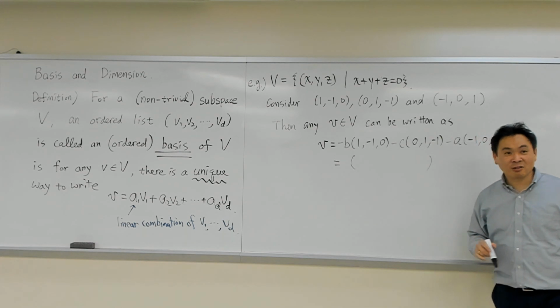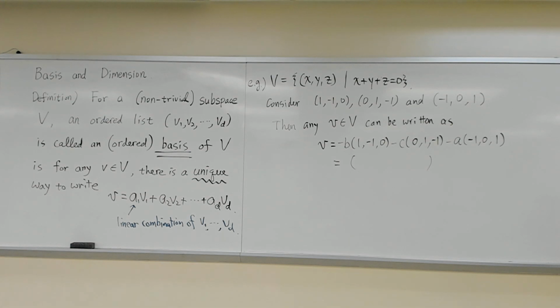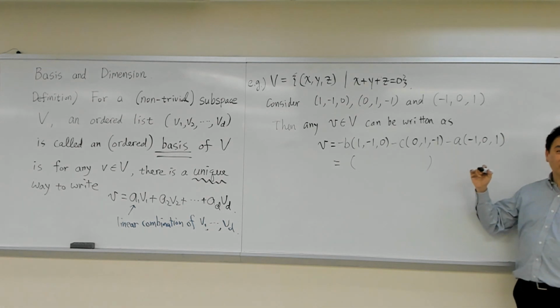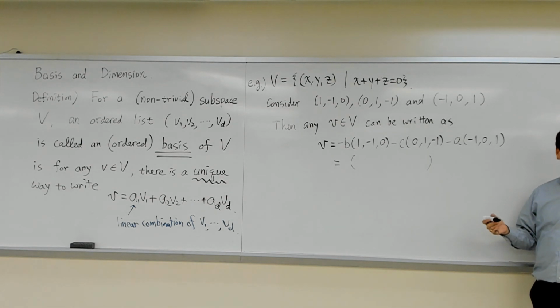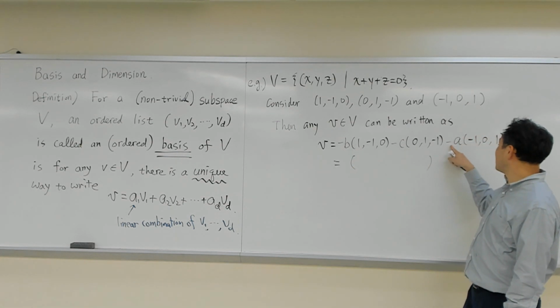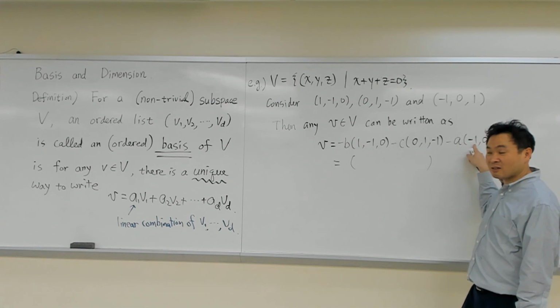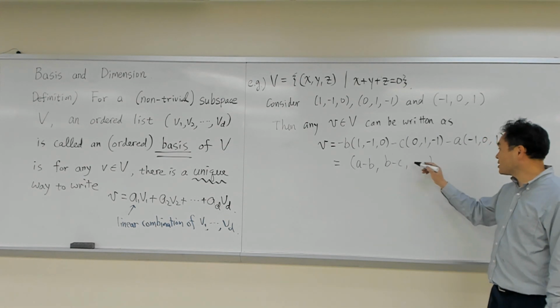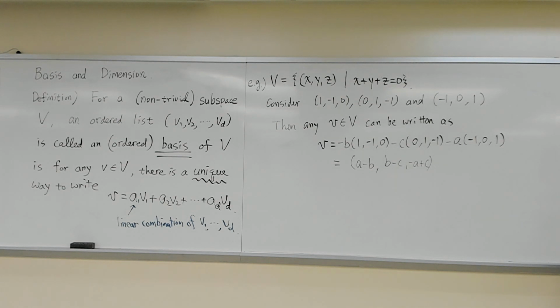what do you get? Can you do the calculation? Multiply the coefficients into the vector and add them up. Tell me what you get. Come on, say it. Are you waiting because you really don't know? Come on, that can't be true. Tell me what it is. You get a minus b, then b minus c, then negative a plus c. Okay, so that kind of explains why I chose these weird numbers, right?